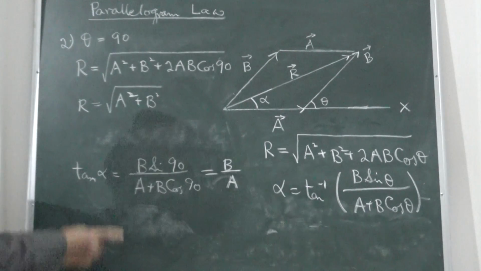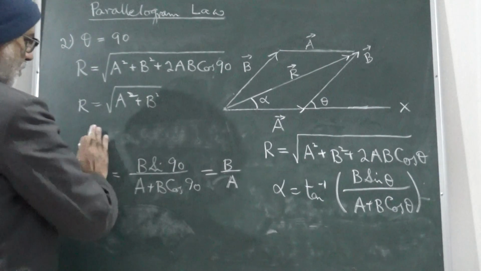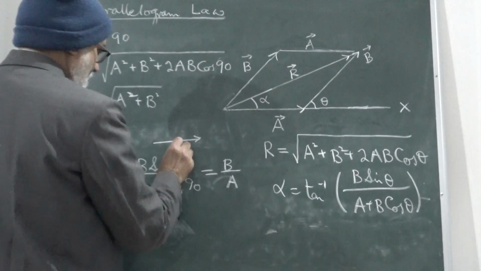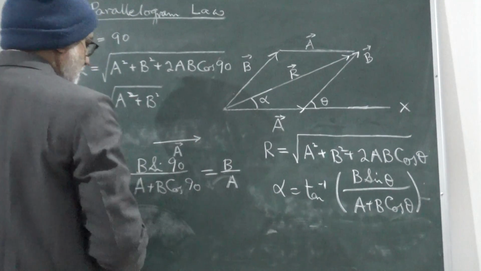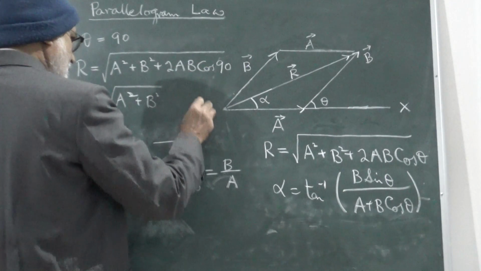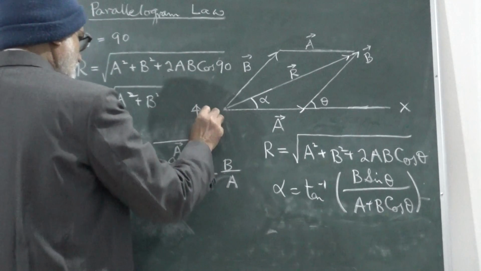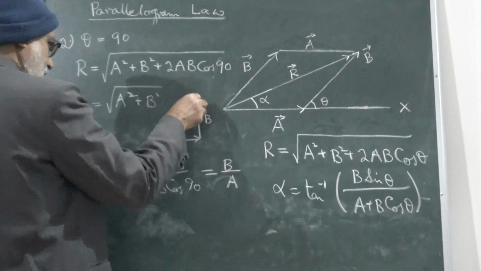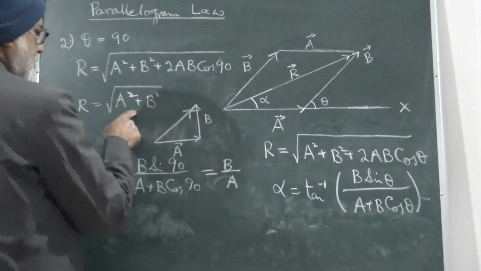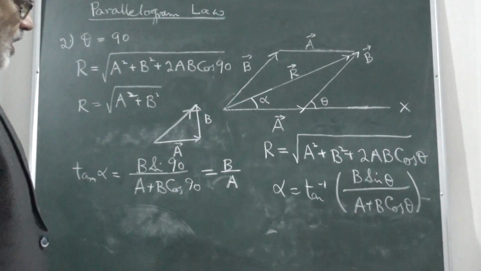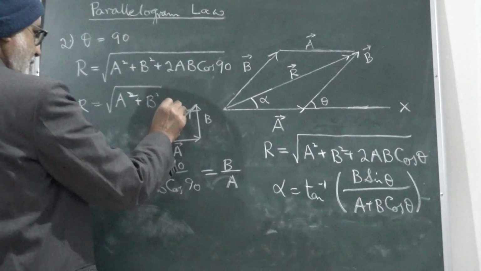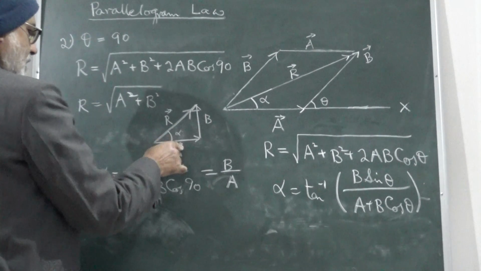So geometrically, if you draw, suppose we have two vectors A and B making 90 degree with each other. So B makes 90 degree with A. The magnitude of the resultant will be given by the Pythagoras theorem, A square plus B square under root. And the direction of this resultant, alpha, will be obtained by B by A.